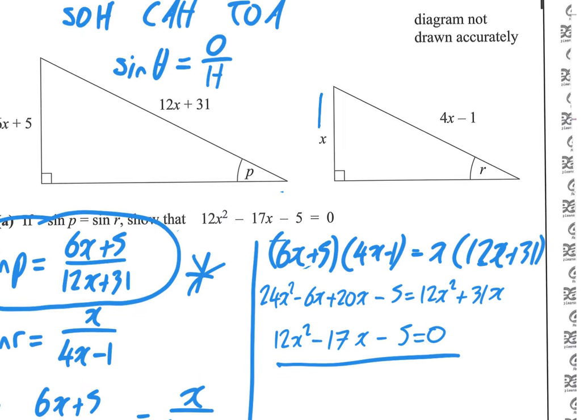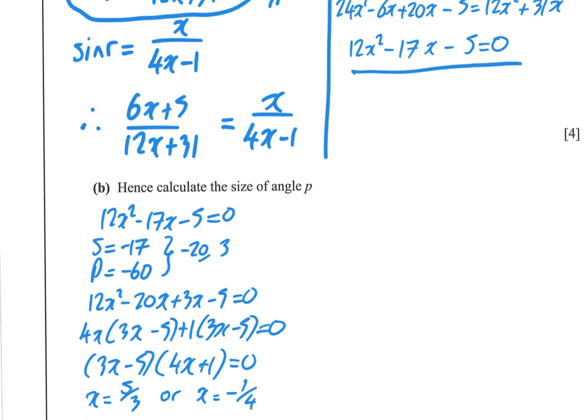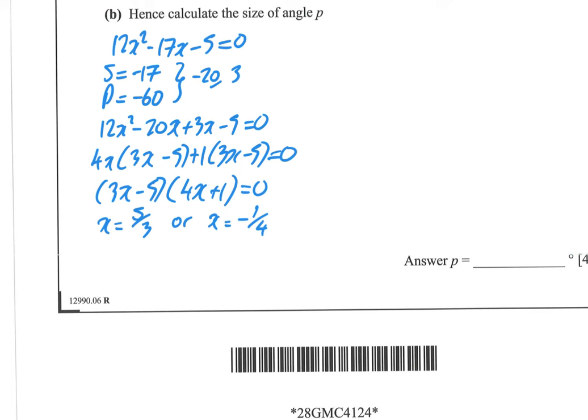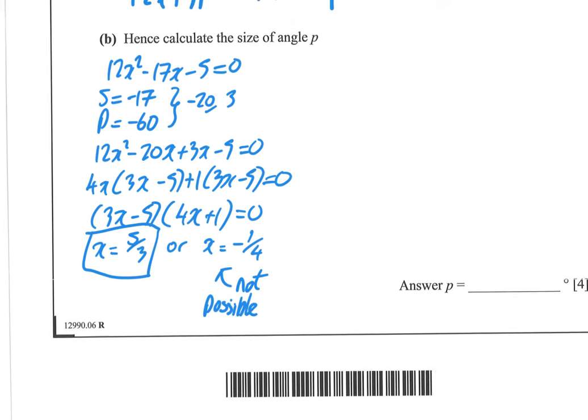X is a length, so x cannot be minus 1/4. So you can get rid of that one. All you have to do, you don't have to write down any explanation of why not. You just have to say it is not possible. So we can move on with just this one here as our answer. The x is equal to 5 over 3.